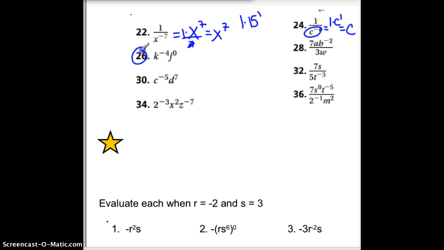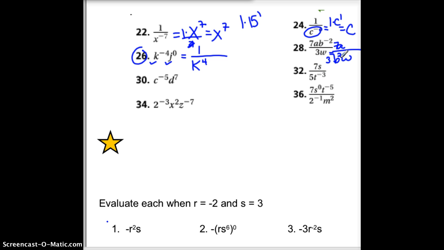Now let's look at number 26, piece by piece. This is k to the negative 4th. What's that going to do? Means divide by k 4 times, it's going to send it to the basement. J to the 0 is a positive 1, so I'm going to have a positive 1 on the top. Number 28, piece by piece, the 7's going to stay put. It's a positive exponent. The A is going to stay put, positive exponent. The B is going to get sent down to be more positive. The 3 is going to stay put, and the W is going to stay put.